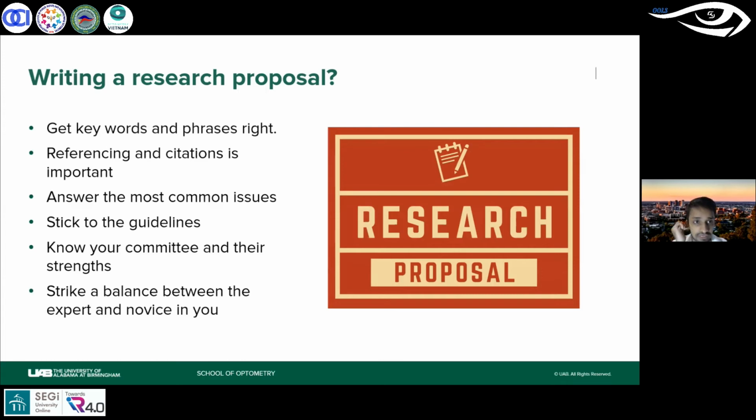Getting keywords and phrases right. This is important, especially if you're submitting the proposal to a review body. Referencing and citations. This is the most important part. I cannot stress how important this is. We have the ideas, but we do not cite or reference where we got our ideas from.